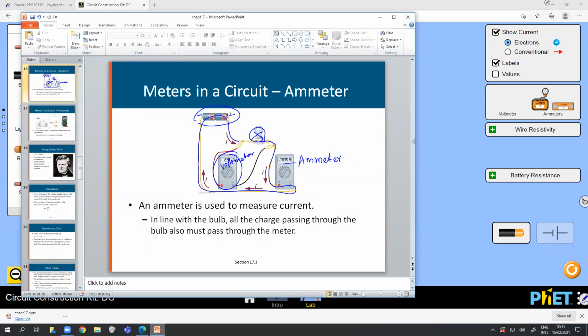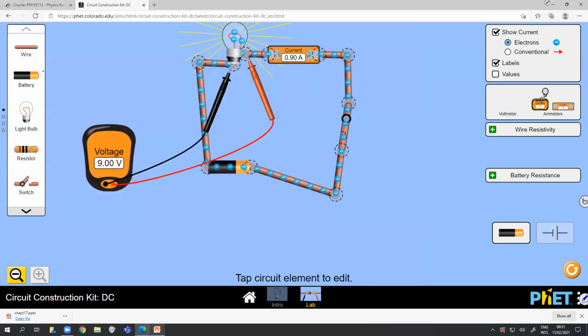What about the current? Oh, we didn't look at the current. The current is 0.9 amperes. So when the voltage is 9, the current through the bulb is 0.9 ampere. The potential difference across the bulb is 9 volt and the current is 0.9 amperes. Okay, nice. We will leave it like that.